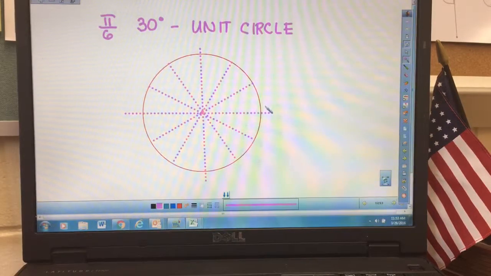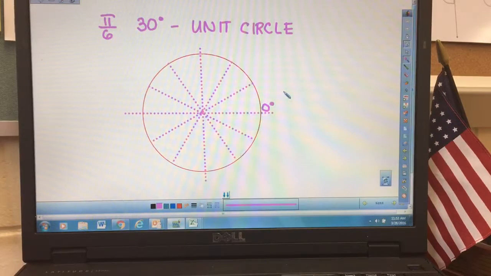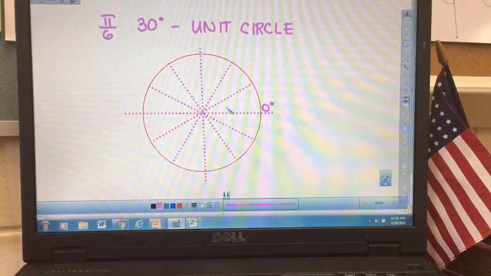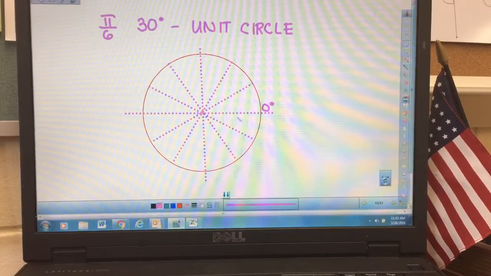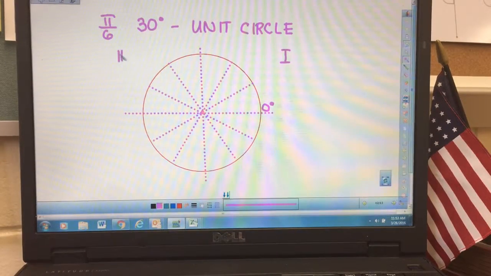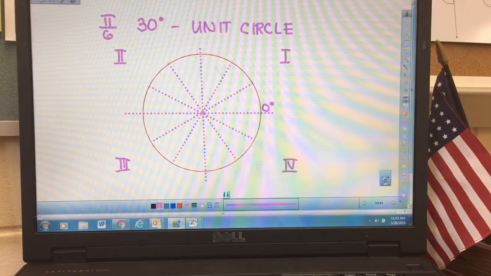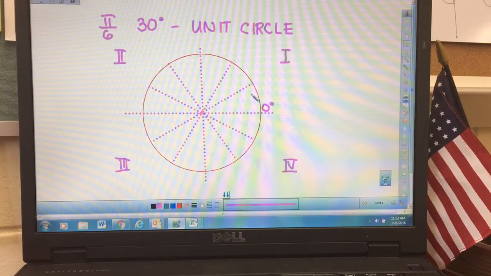So I start off with my standard position, which is the 0, positive on the x-axis. That's the standard position, and I'm going counterclockwise. This is my first quadrant, second, third, and fourth. Okay, and I'm going that direction. So for my first slice, this is going to be 30 degrees. All I do is skip count. All I'm doing is skip counting.